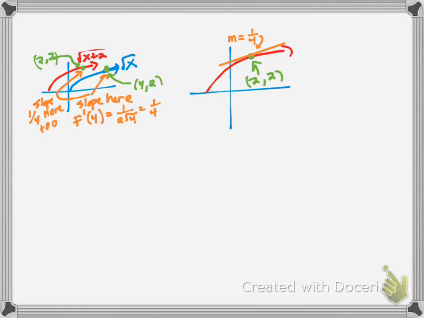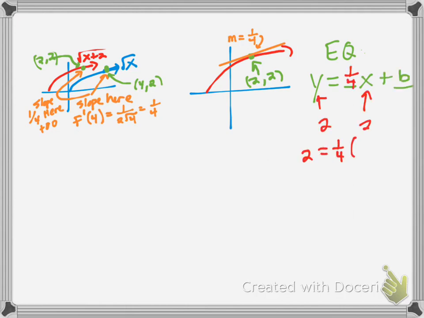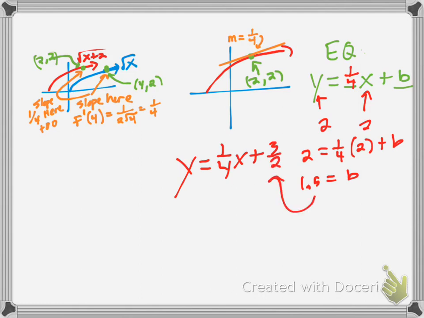At that location, (2, 2), the slope of the tangent is 1/4. I need the equation of that orange line that I just drew, which means not just the slope, but I also need the y-intercept. So let's plug it all in. Got the slope, 1/4. Now I can plug in the point (2, 2) for x and y, and we can find that b.